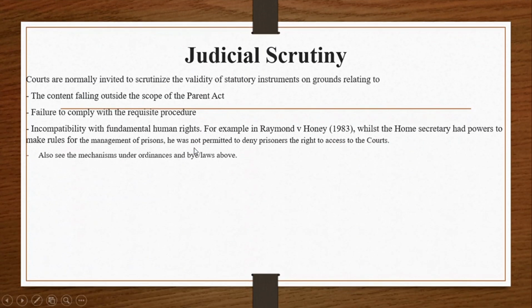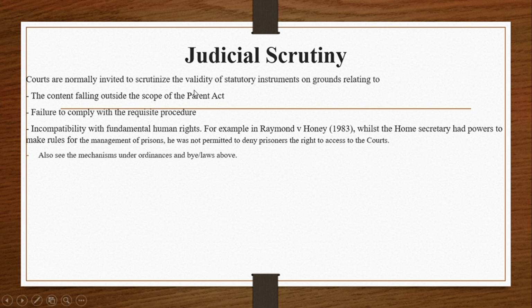Then the third mechanism that we have is the judicial scrutiny. So judicial, it is something that is related to court. And scrutiny, we said it means careful examination and review of something. So judicial scrutiny is the third mechanism that we have. So here, courts are normally invited to scrutinize the validity of statutory instruments. So here, courts examine and review whether the statutory instruments that are to be passed are valid.